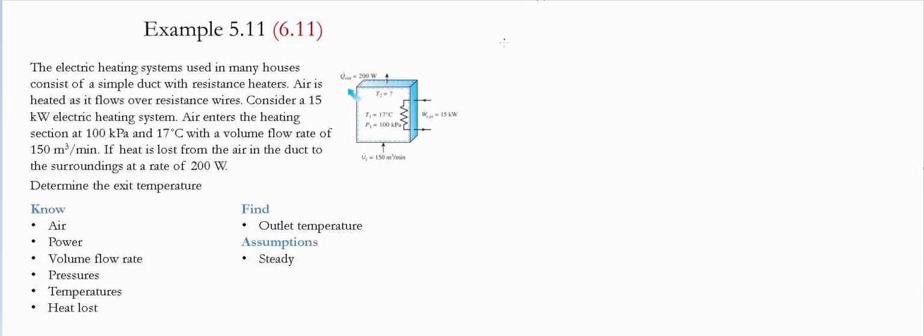In order to solve this problem, we're going to start with the energy balance. The rate of energy going in minus the rate of energy leaving the system is equal to the change of energy in the system. Since we consider the system to be steady, this is going to be equal to 0. Notice we take the system to be this control volume, a piece of the duct, in which we have the electrical work going in, and then we have some heat that is being lost to the surroundings.